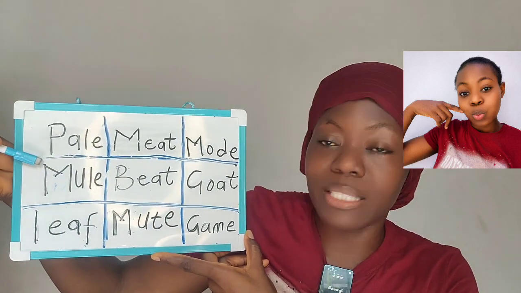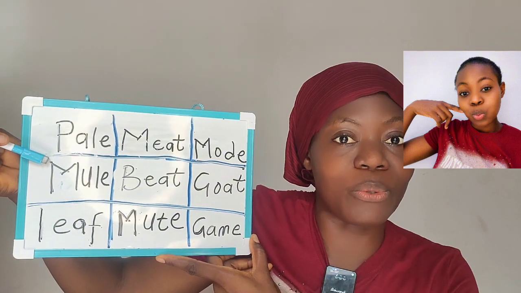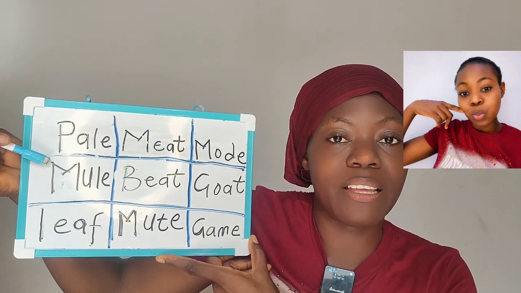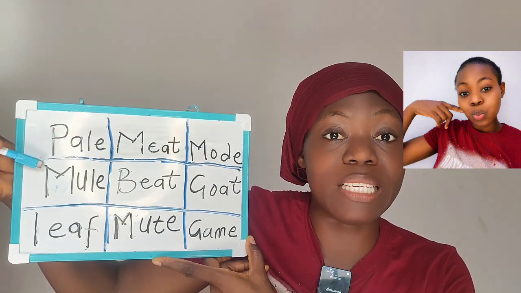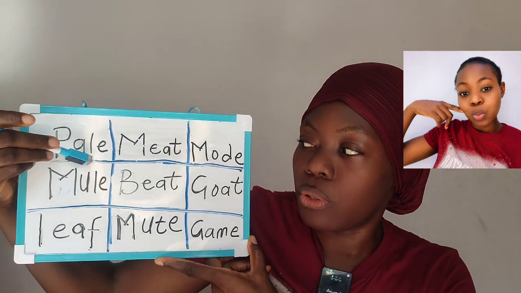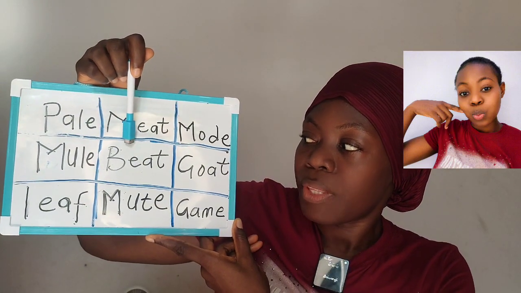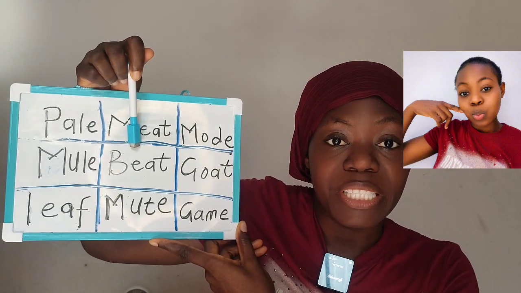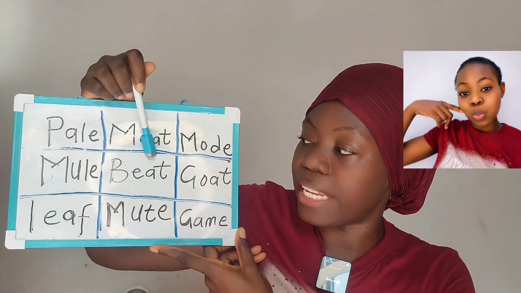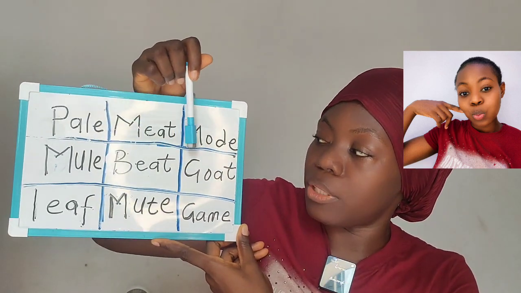The next word is beat. We have 2 vowels, E and A, but you can only hear the sound of E, which is beat. A goes silent. I'm talking about this word. Beat. A goes silent, but you can hear the long vowel sound of E. We'll move to the next word.